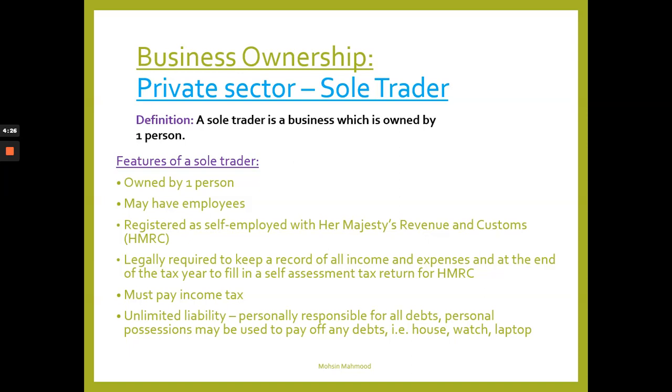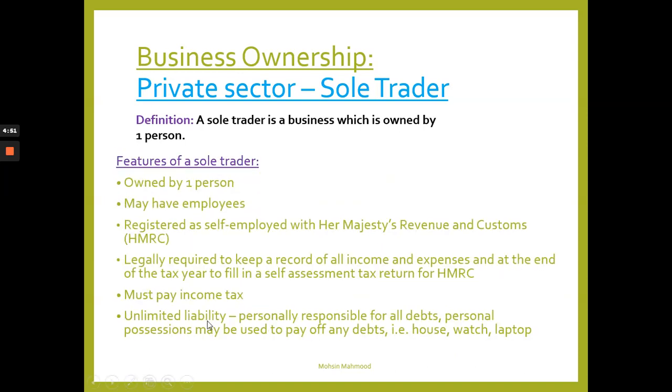Any earnings or income between £50,001 and £150,000, they have to pay 40% tax on. And any income over £150,000, you have to pay 45% in taxes. So you have to pay income tax.